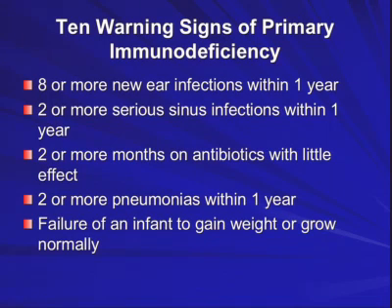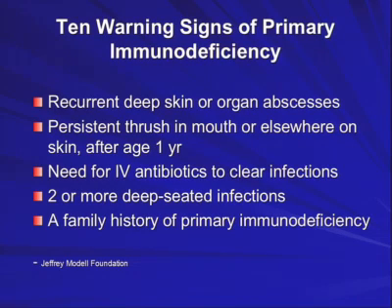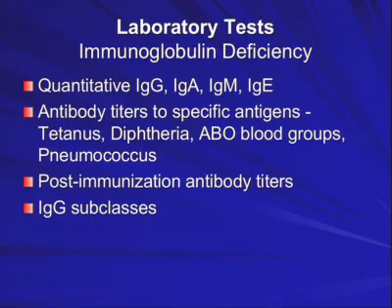And there are 10 warning signs of primary immune deficiency that have been described: 8 or more new ear infections within a year, 2 or more serious sinus infections within a year, real sinus infections, 2 or more months on antibiotics with little effect, 2 or more pneumonias within 1 year, failure of an infant to grow or gain weight, recurrent deep tissue, skin, or organ abscesses, persistent thrush in the mouth or elsewhere after age 1 year, a need for IV antibiotics to clear infections, 2 or more deep-seated infections like pneumonias or internal abscesses, and a family history of primary immune deficiency. Those are the 10 warning signs that I would keep in mind.